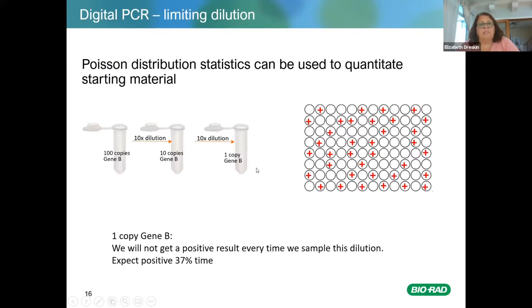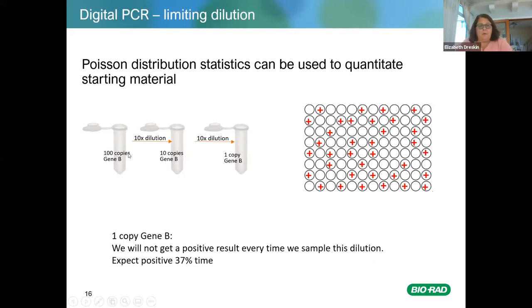And now I want to talk very briefly about digital PCR, limiting dilution. This is an idea that Poisson distribution statistics can be used to quantitate the starting material by knowing how many samples we have that are positive and calculating the statistics on them.